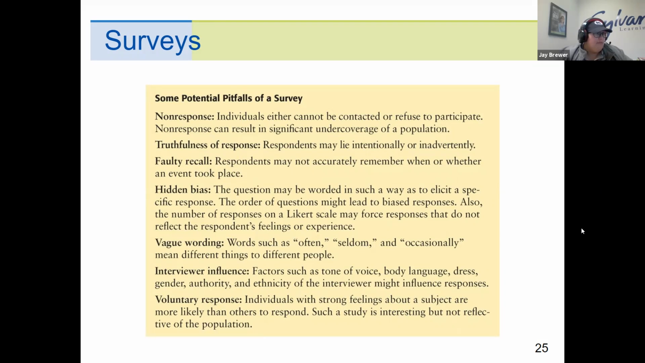Okay, vague wording. Words such as often, seldom, and occasionally mean different things to different people. So what I want you to take away from this is if we do end up doing some kind of project along with what we're doing, which I might end up just emailing you guys individually and getting your thoughts on it, or we can just have an open discussion. I don't really care.